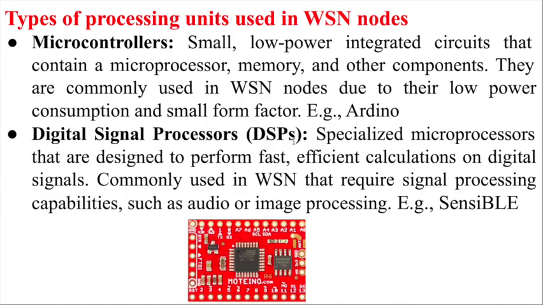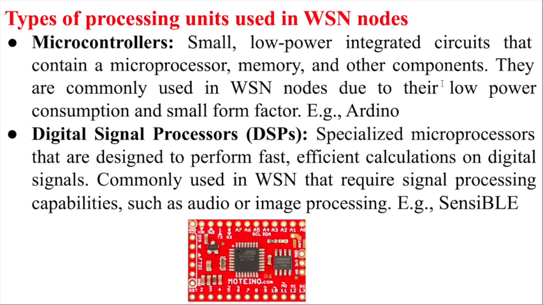Now in the wireless sensor network, just as we have seen the types of sensors, processing units also have different types, and of course the types depend on various factors. The very first, very simple and very small, is the microcontroller. This is small in size, very low cost, a low power integrated circuit. They contain a microprocessor, a very small memory, and some other components as required.